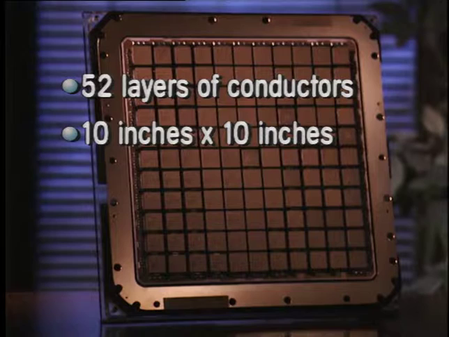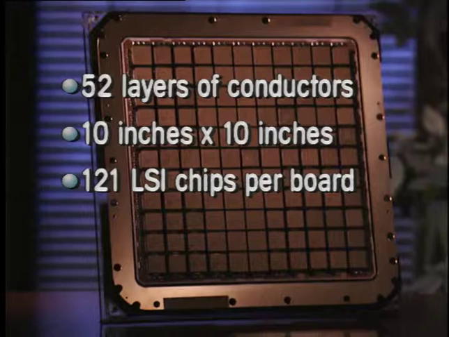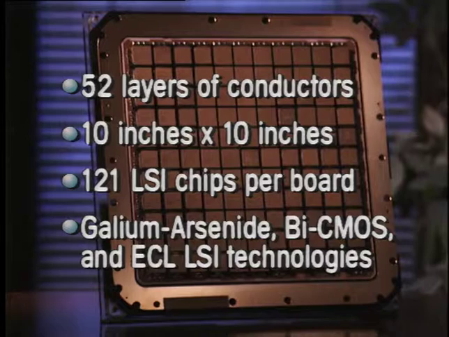121 LSI chips are mounted on one board. All the control logic and data path, together with cache memory and vector registers for one processing element, are packaged in one board. Gallium arsenide, BiCMOS, and ECL LSI technologies are used in the VPP500.